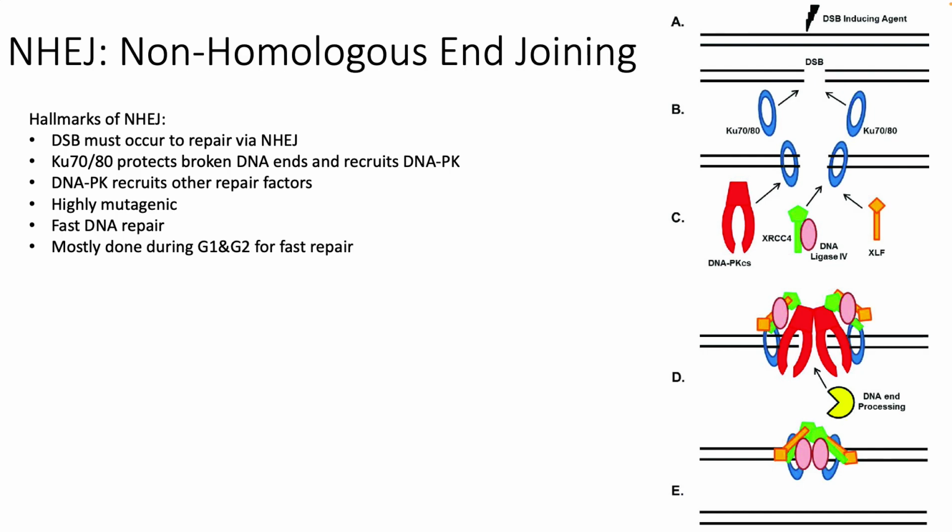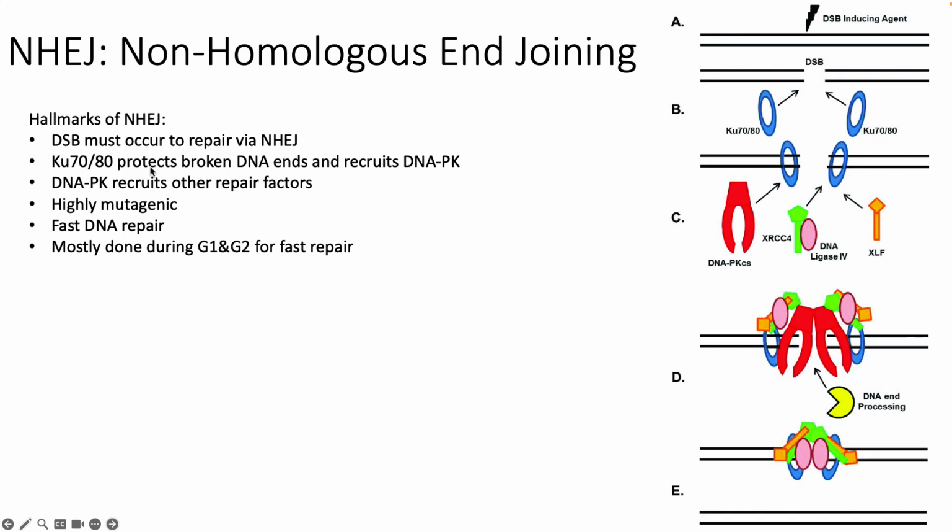So, what are the hallmarks of NHEJ? A double strand break — this is actually false. A double strand break does not have to occur via NHEJ, it can occur via homologous recombination as well, but NHEJ is the more prevalent form of DNA repair of double strand breaks because it is faster.